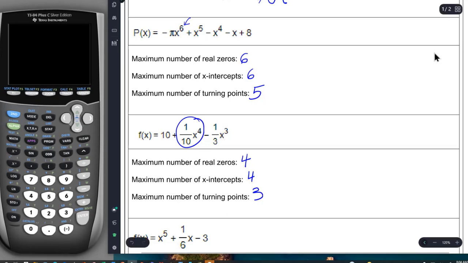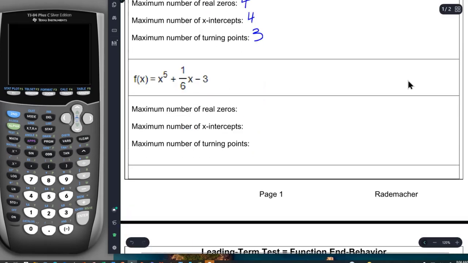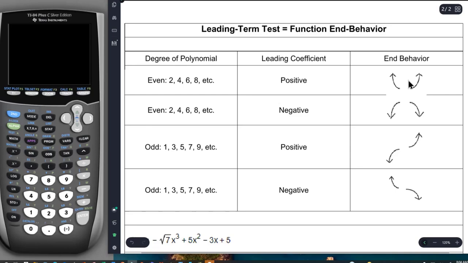Okay, so we talked about this last week, and we talked about end behavior. All right, and what end behavior does is it doesn't describe the ups and downs in the middle. It talks about what happens as the x's go out toward positive infinity or go out toward negative infinity.